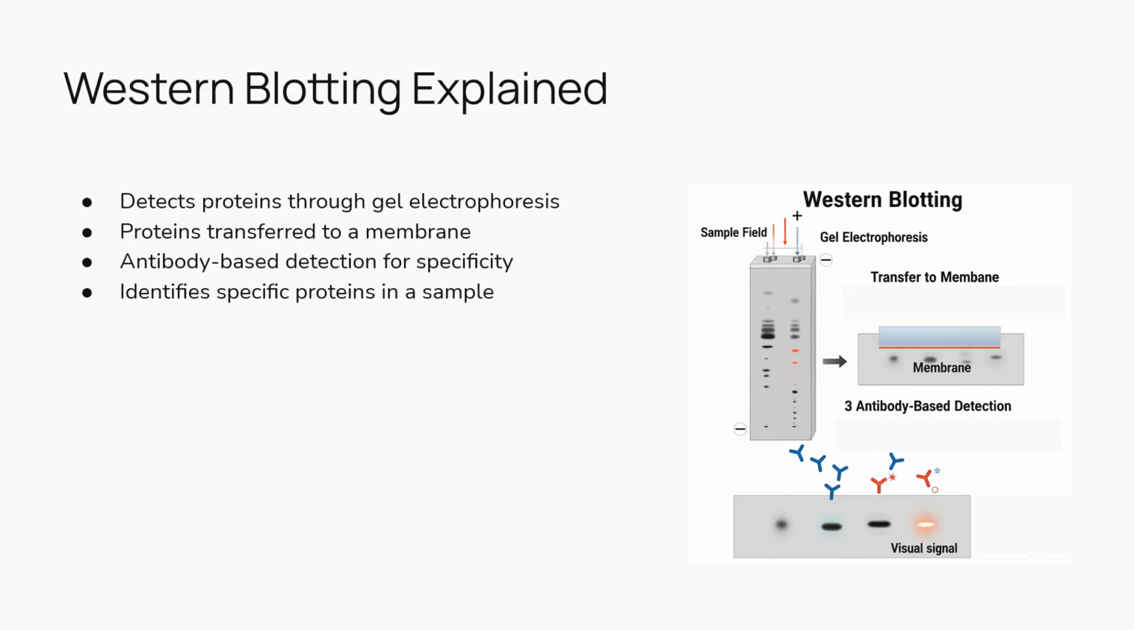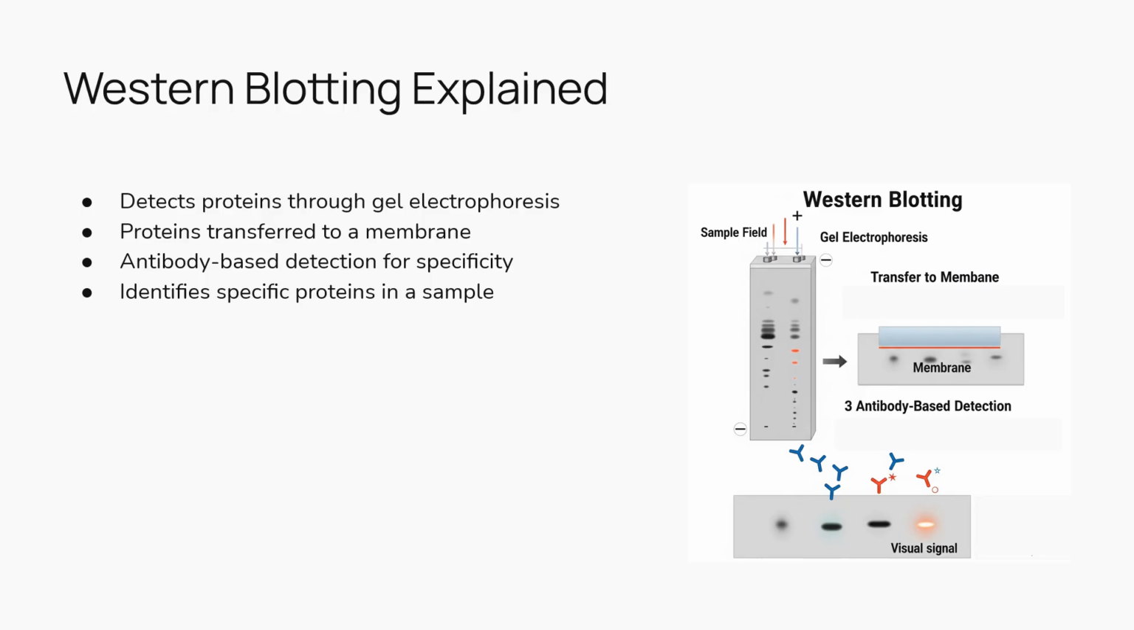So the Western blot is a protein detection technique that separates proteins by gel electrophoresis, transfers them to a membrane, and uses antibody-based detection to identify specific proteins with high specificity. For the principle, the proteins in a sample are first separated by size through polyacrylamide gel electrophoresis. The proteins are then transferred onto a solid membrane, which is usually nitrocellulose or PVDF.